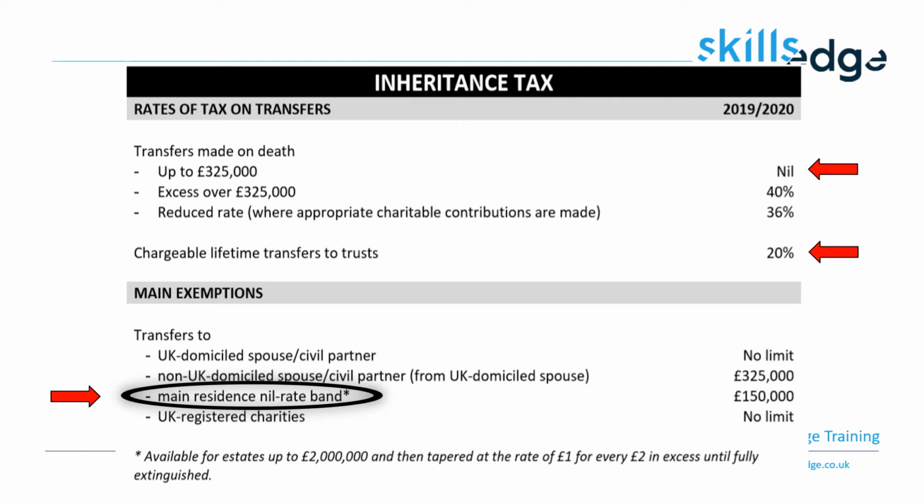You'll see that there is an asterisk by the side of this, and that's because if the total estate is more than 2 million, then the 150,000 is reduced. But the good news is that the tax tables even detail how much this is reduced by.